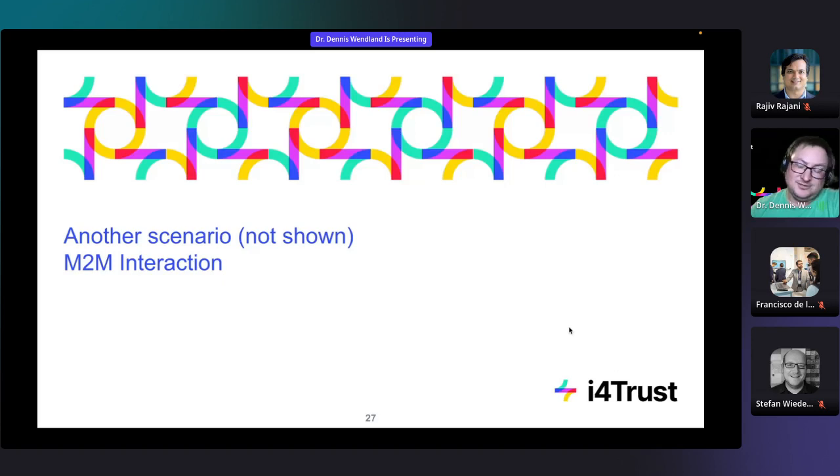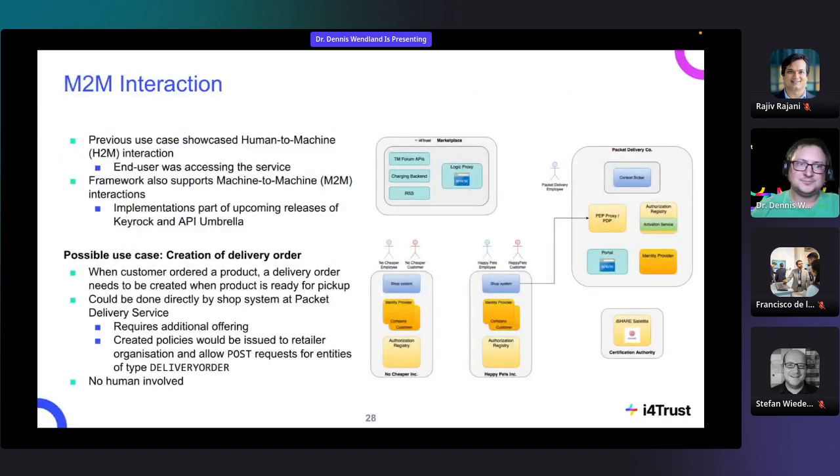Another scenario that I at least want to mention, I didn't show it now, but it's also possible, because now we focused on these human-to-machine interactions where human identities are involved. Of course, similar mechanisms also work with machine-to-machine interactions. Rajiv has already explained that earlier.